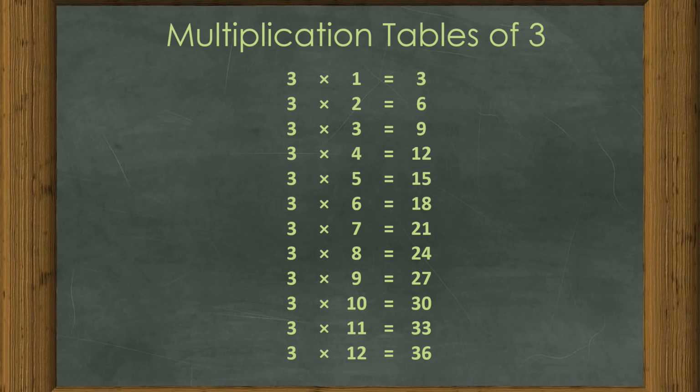Multiplication tables of 3. 3 1s are 3. 3 2s are 6. 3 3s are 9. 3 4s are 12. 3 5s are 15. 3 6s are 18. 3 7s are 21.